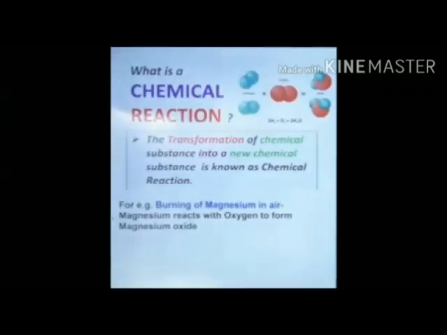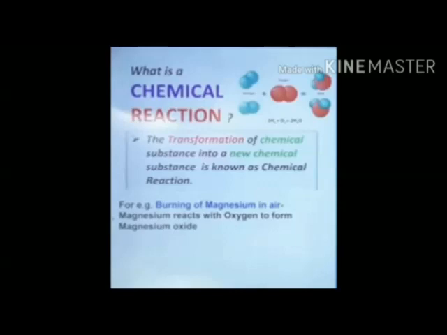Any reaction in which one or more new substances are formed, that is, two or more substances react to form a new substance, is known as a chemical reaction. It cannot be reversed like a physical method such as magnetism or filtration, but it can change the state, color, temperature, and evolution of gas.